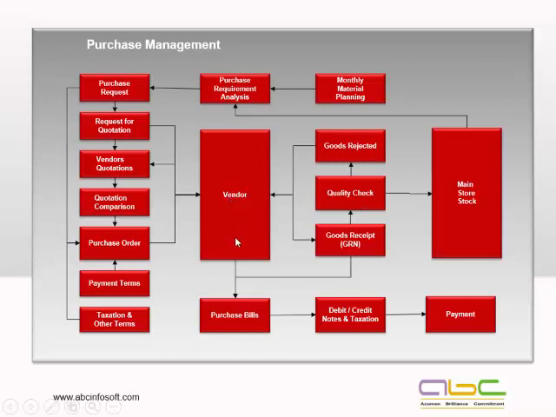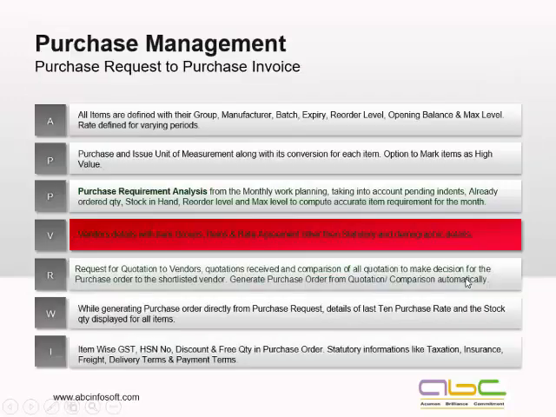If it is rejected, it would be sent back to the vendor. Then when we receive the invoices of the material from the vendors, they would be matched with the GRN only. Whatever material has actually been received in the GRN after the rejection, we can generate the bills only for those items. The cost of the material would be picked up from the purchase order itself. Then any debit credit notes and taxation would be handled, and then we can make a payment of the purchase bill.